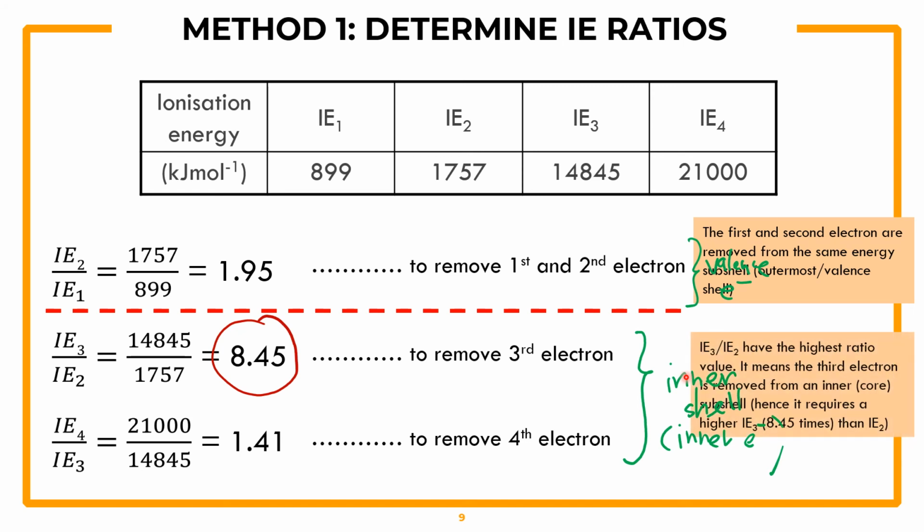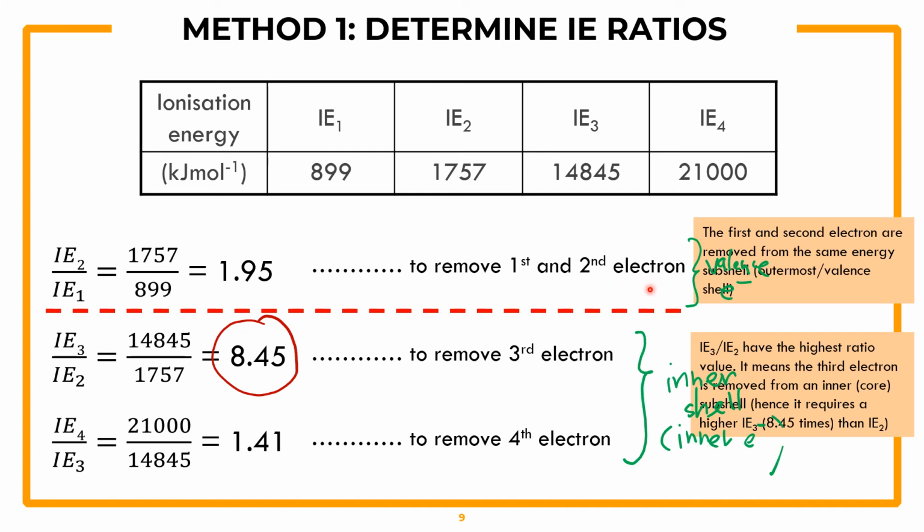And then since IE3 over IE2 have the highest ratio value, it means that the third electron is removed from the inner ataupun core shell. So that's why it will require greatest amount of energy. So elektron yang ketiga ini merupakan elektron yang pertama yang berada pada inner shell. Okay, so kita hanya ada 2 elektron sahaja di dalam outer shell ataupun valence shell.